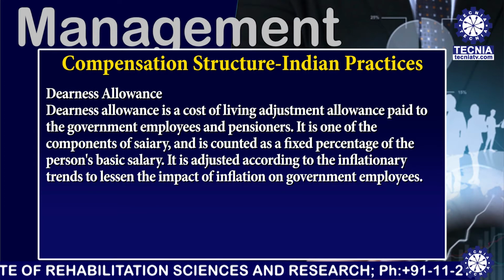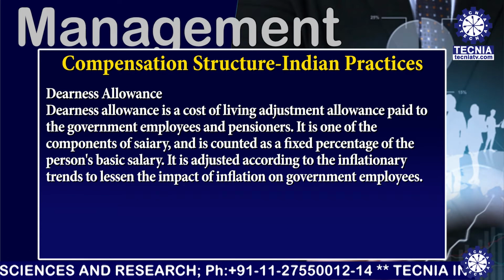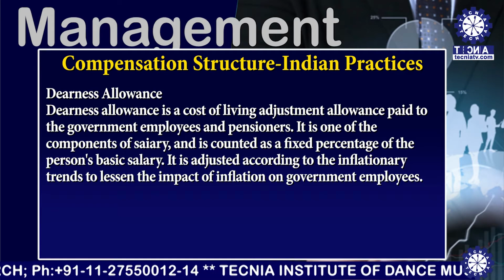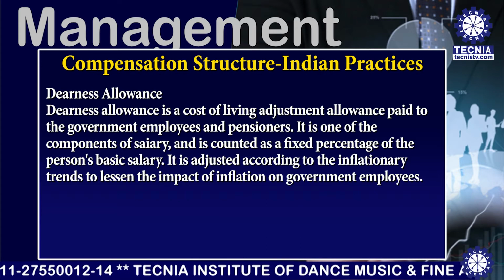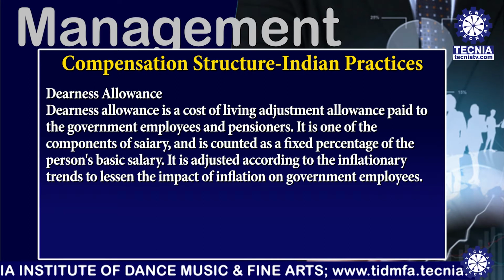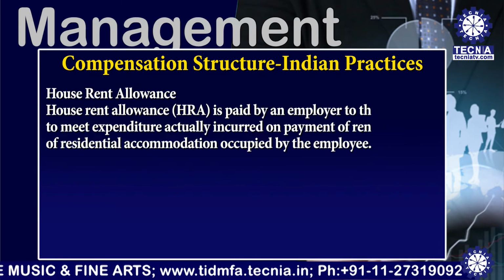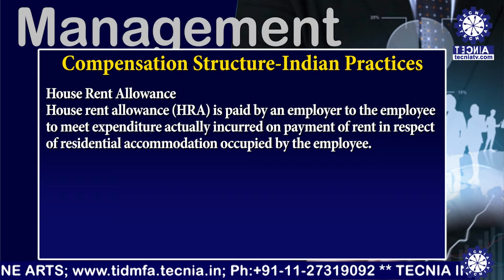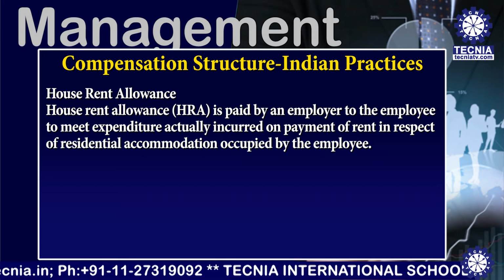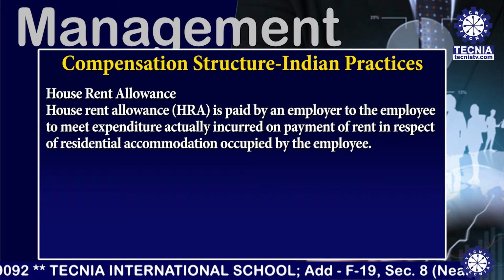Next, let's talk about the other component, which is the DNS allowance. The DNS allowance is a cost of living adjustment allowance paid to government employees and pensioners. It is one of the components of salary and is counted as a fixed percentage of the person's basic salary. It is adjusted according to inflationary trends to lessen the impact of inflation on government employees. Next, house rent allowance. The house rent allowance is paid by an employer to the employee to meet the expenditure actually incurred on payment of rent in respect of residential accommodation that is occupied by the employee.